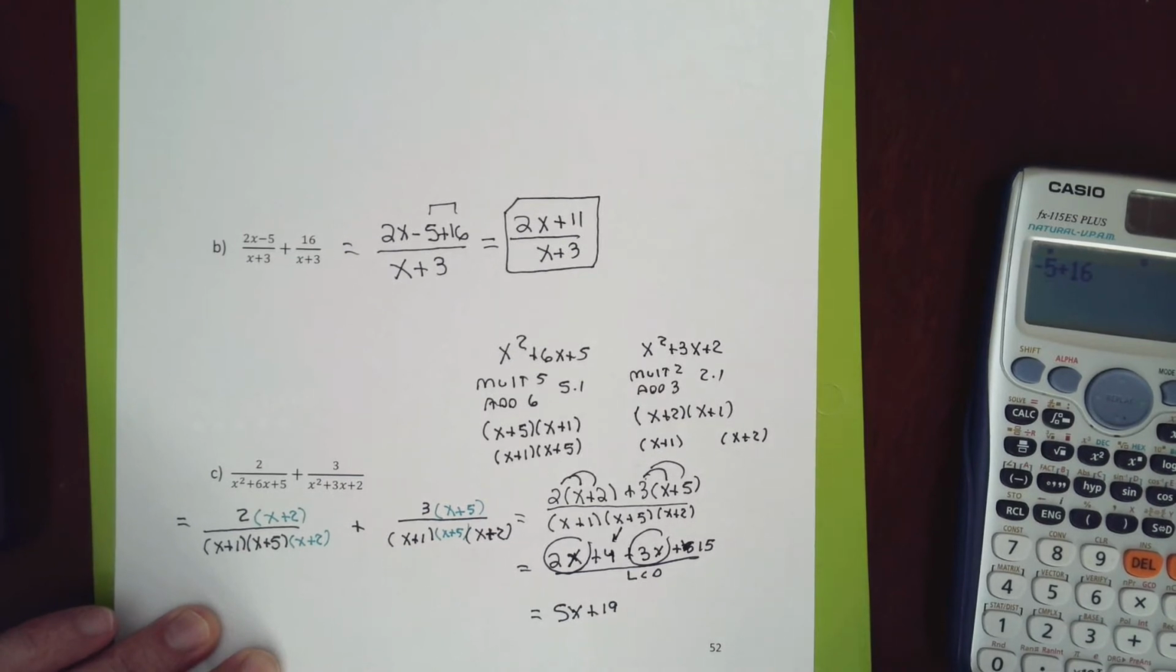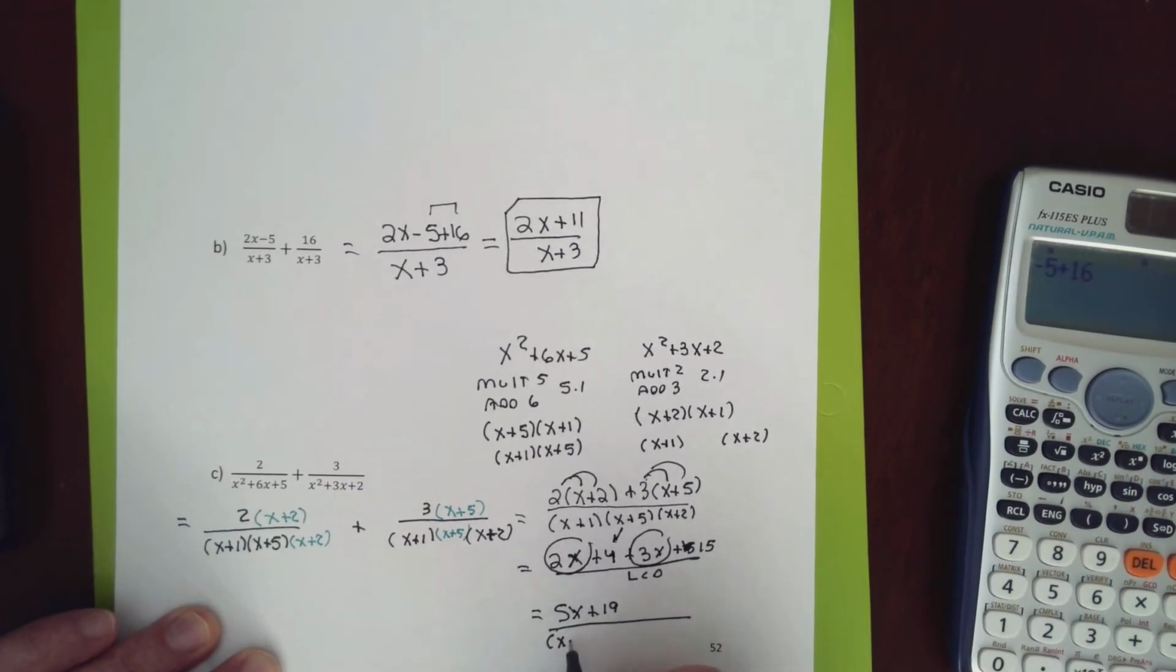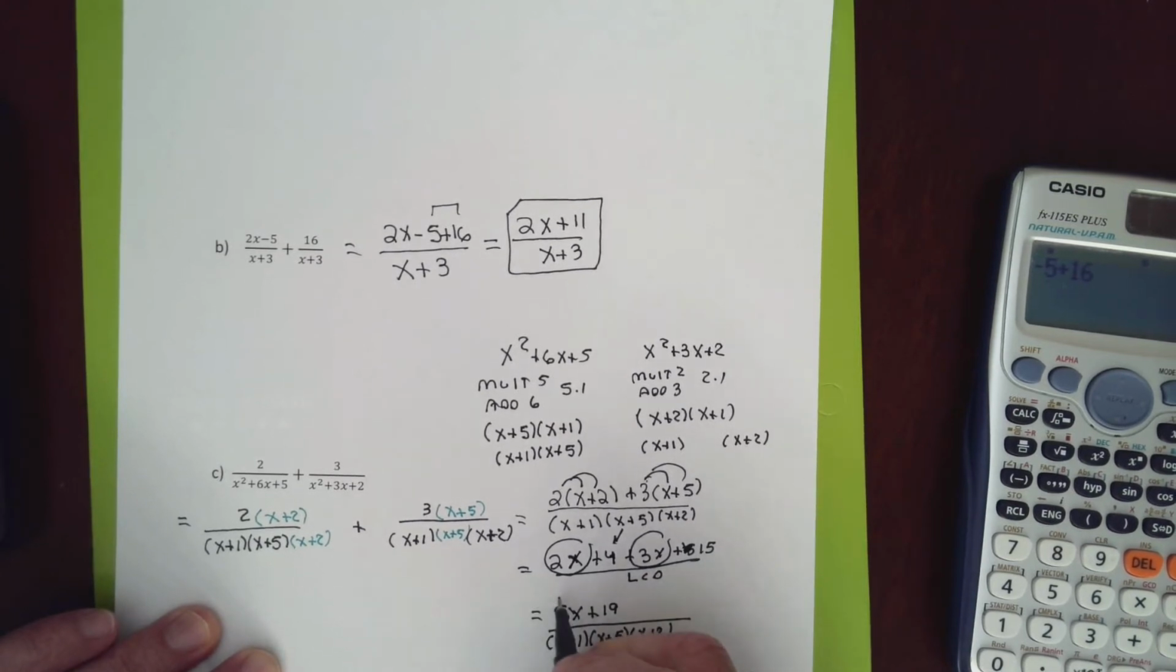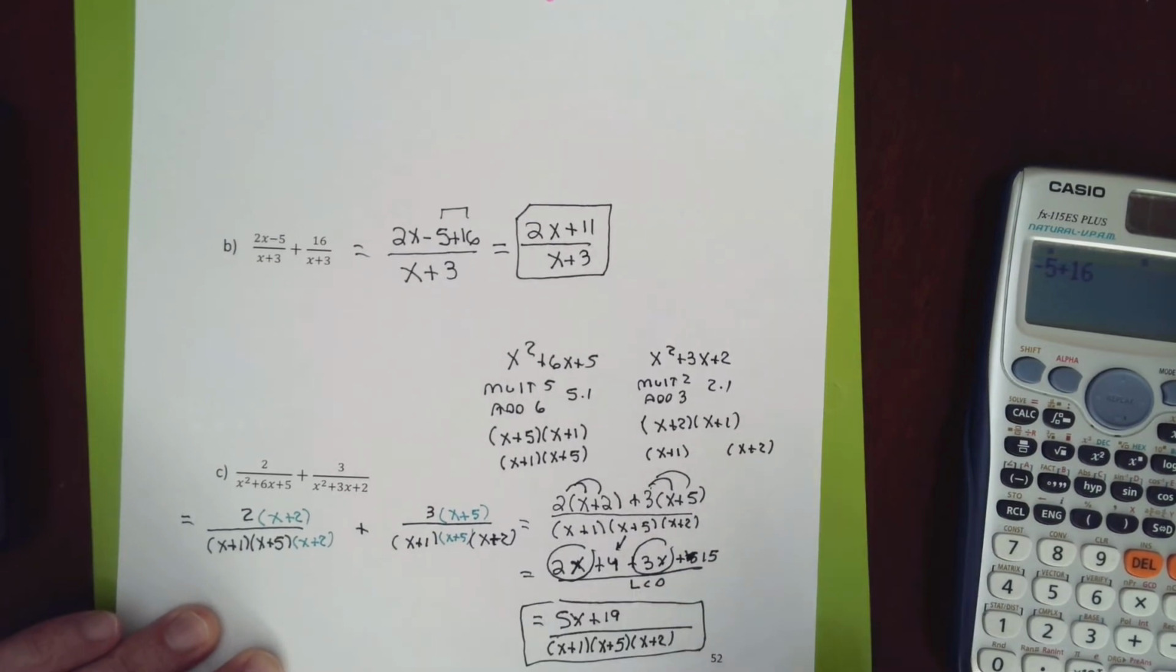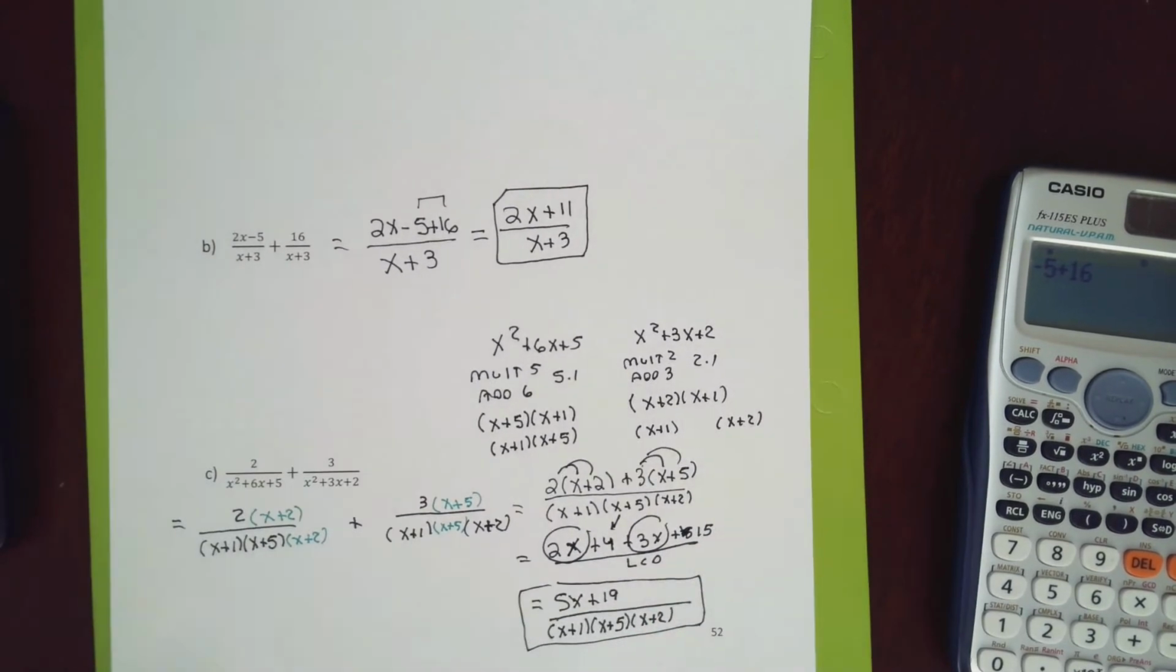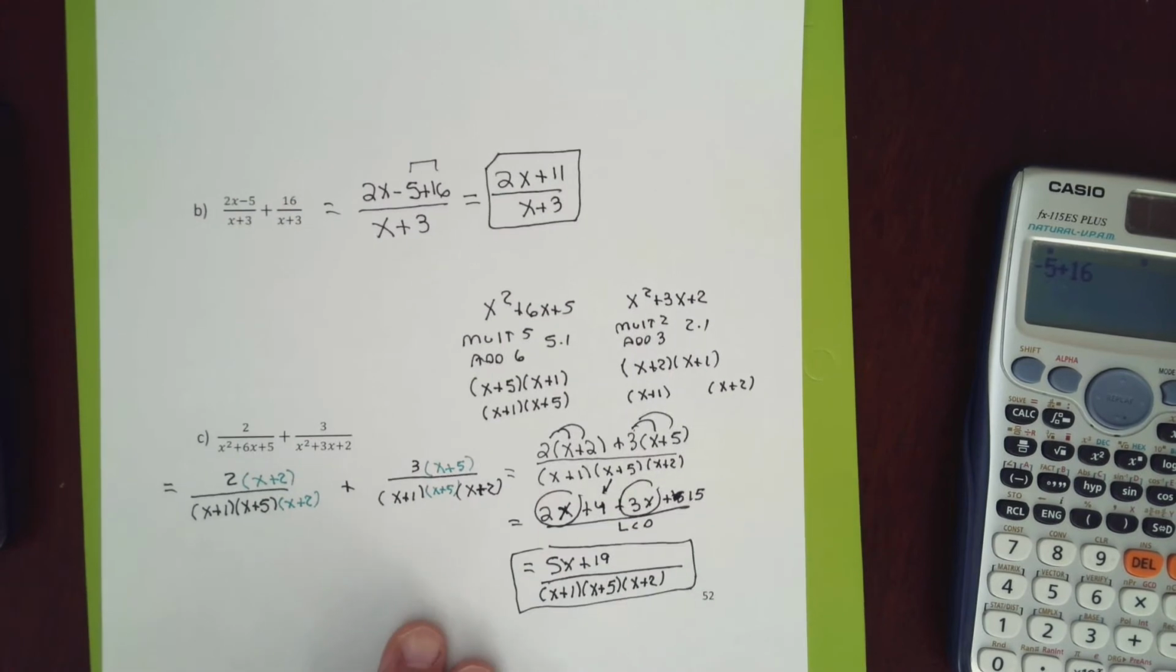5x plus 19 would only cancel if there's another 5x plus 19 in the denominator. Nothing in the denominator factors. Numerator doesn't factor. This just doesn't reduce. Mostly when I have to create common denominators, the fraction that I create is not a reducible fraction. I believe that's an answer for problem 5C.